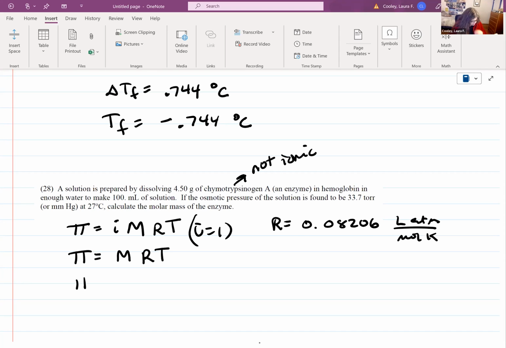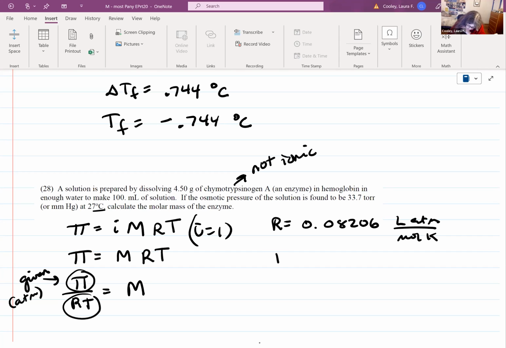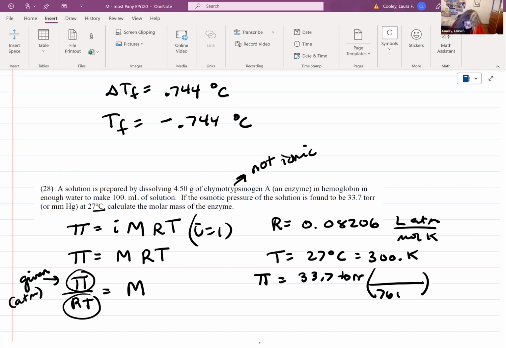So what we do here is we figure out what the molarity is by taking the given pressure, which we would have to convert to atmospheres, and dividing it by RT, because T is given as well. We have to convert it to Kelvin. So T is 27 degrees C, which is 300 Kelvin. The osmotic pressure is given as 33.7 torr, so we would have to convert that to atmospheres. It comes out to 0.0443 atm.